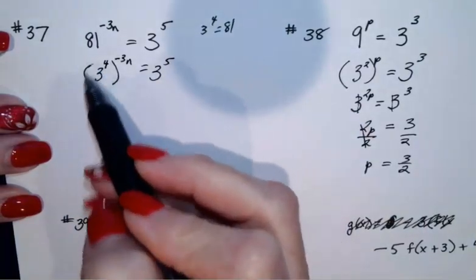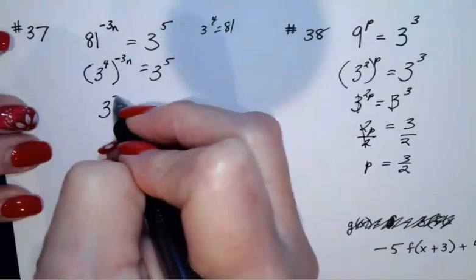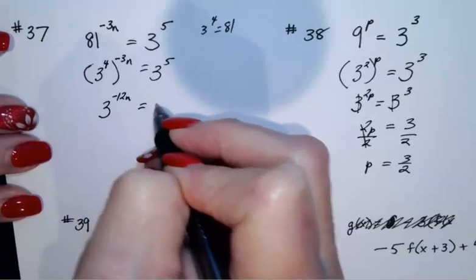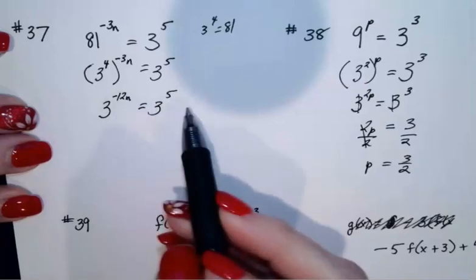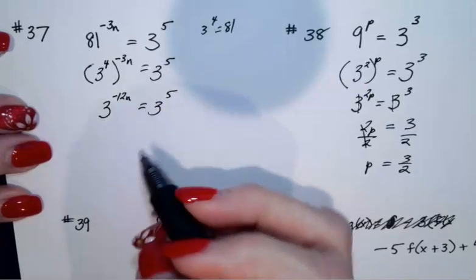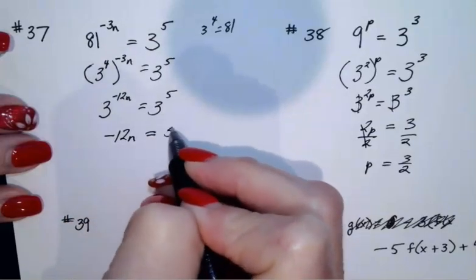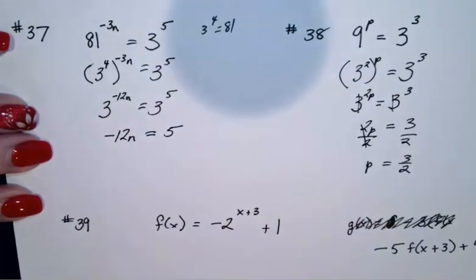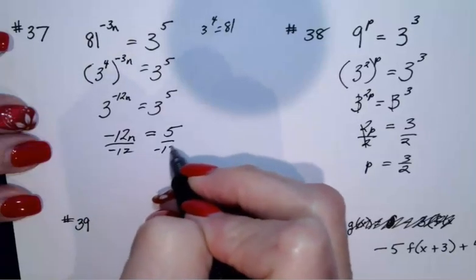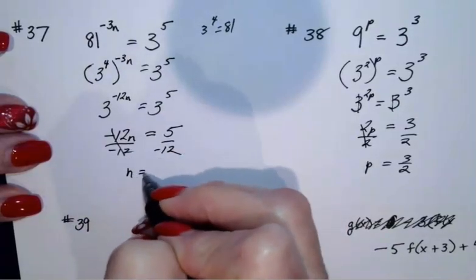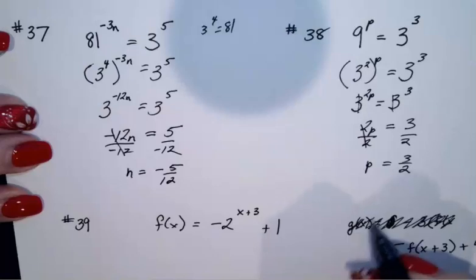Right? Now, because these are parentheses, I have to multiply, don't I? So this is 3 to the negative 12n is equal 3 to the 5th. Now 3 to the somethings have to equal each other. So negative 12n has to equal 5. Now let's divide by negative 12, divide by negative 12. n is equal to negative 5 over 12. That's what they're looking for on those problems.